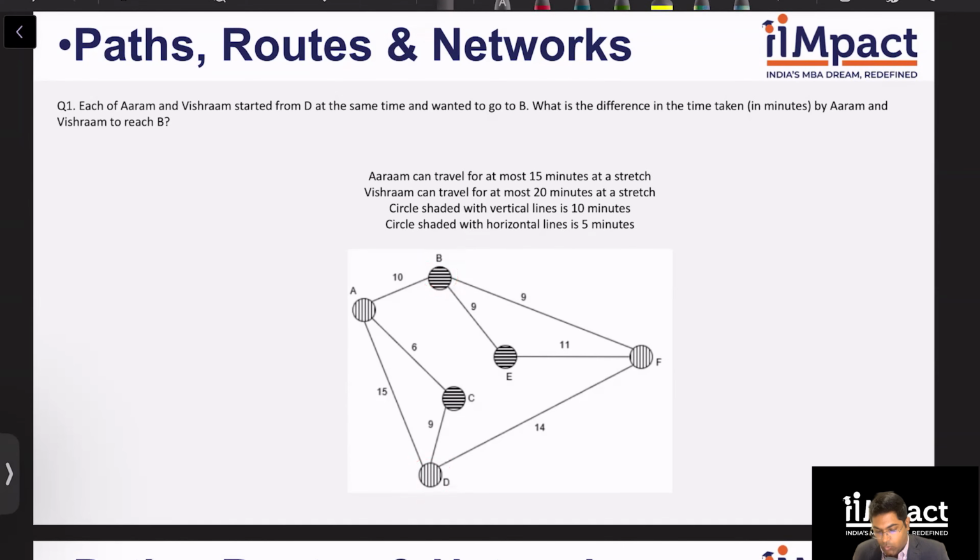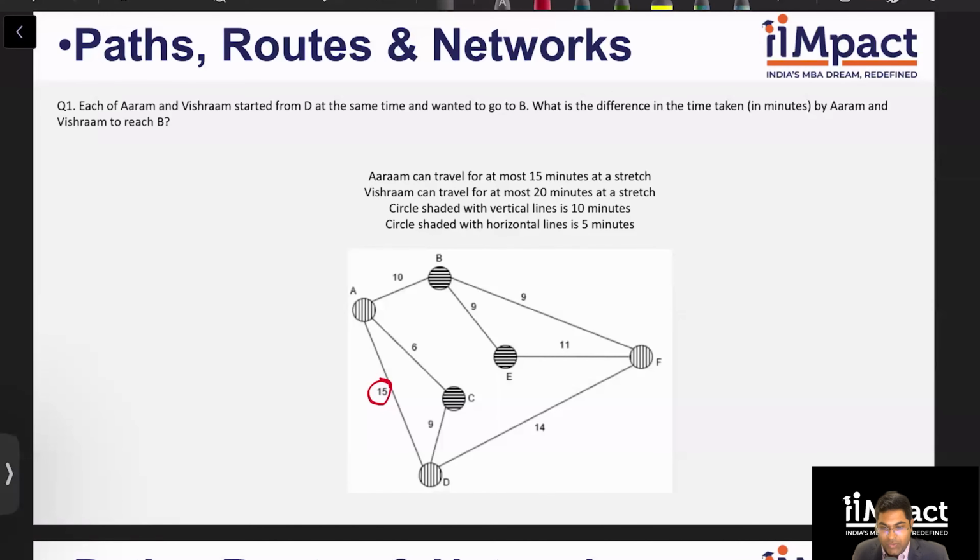Guys, will I check all the routes for both of them? The answer would be no. I will not check all the routes for both of them. I will see which routes are falling under which categories that we had discussed. For example, this is exactly 15. So for the route AD, both of them will go the same time.